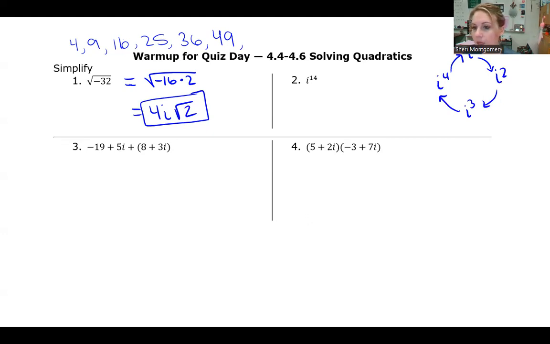What is i squared? Negative 1. Okay, so that's half of my i cycle. Now, across from them are their opposites. If that's i, then this is what? Negative i. And if this is negative 1, then this is 1.